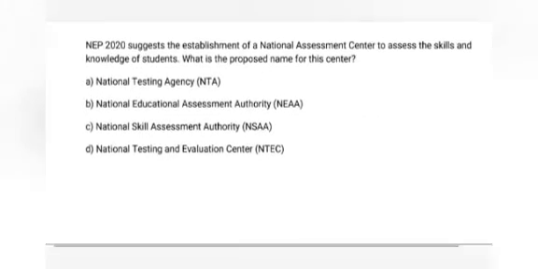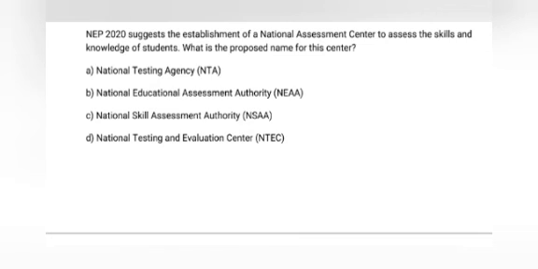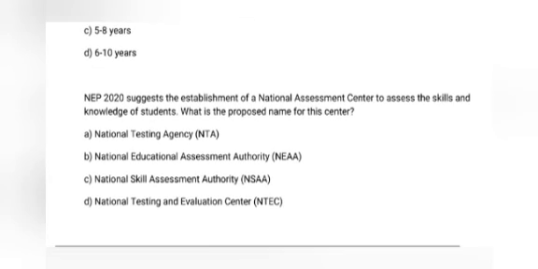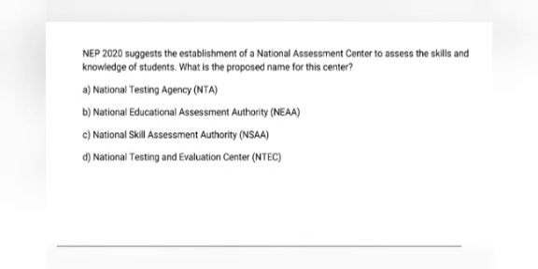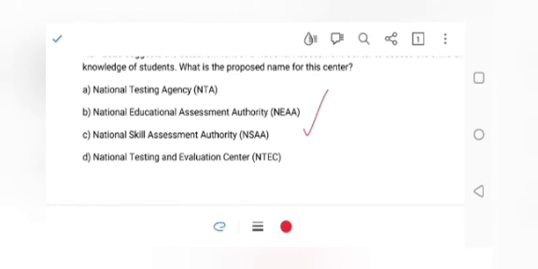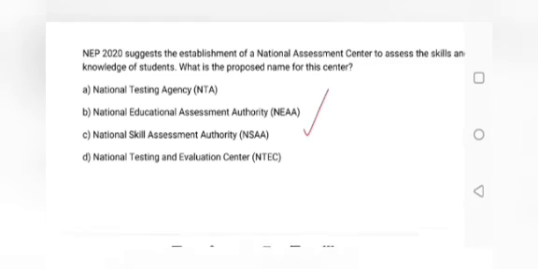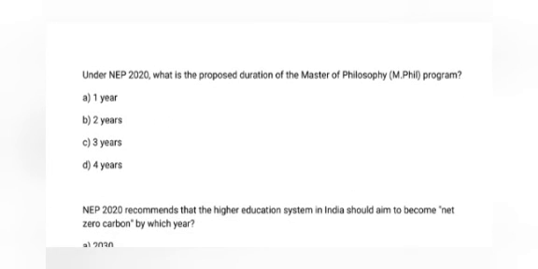Next, NEP 2020 suggests the establishment of a national assessment center to assess the skills and knowledge of students. What is the proposed name for this center? It will be National Educational Assessment Authority. Number B, National Educational Assessment Authority. Next, under NEP 2020, we have already discussed it. It is finished.